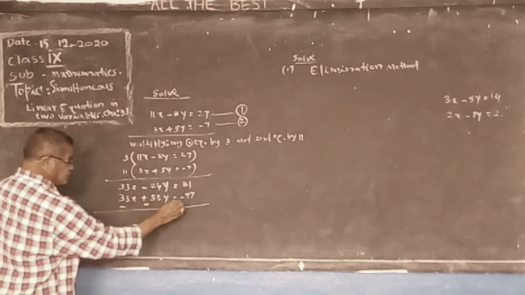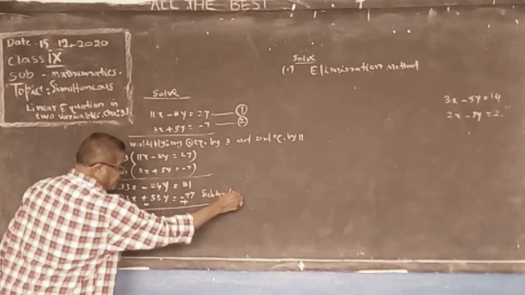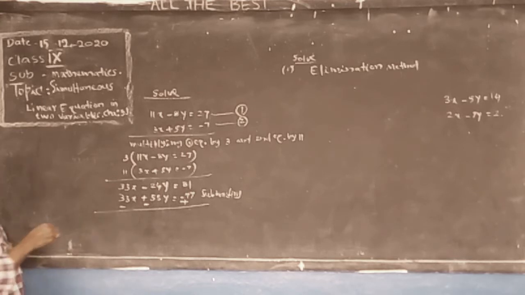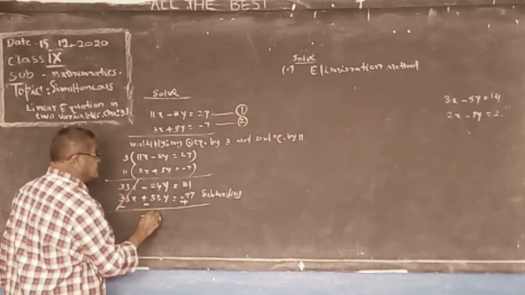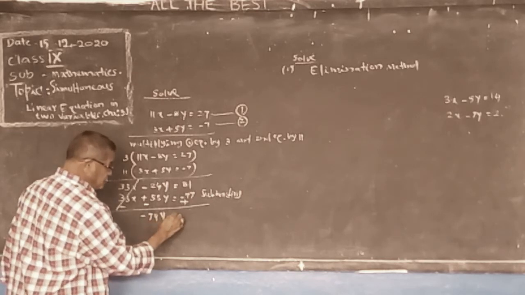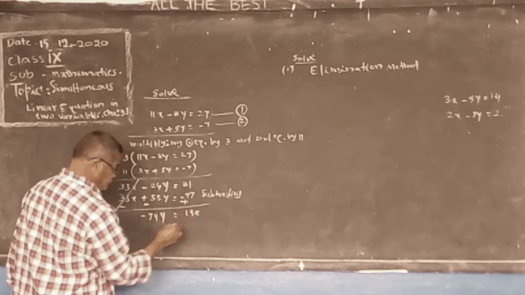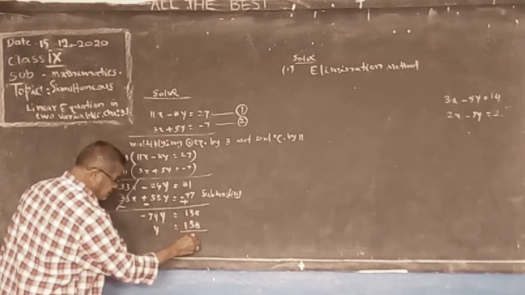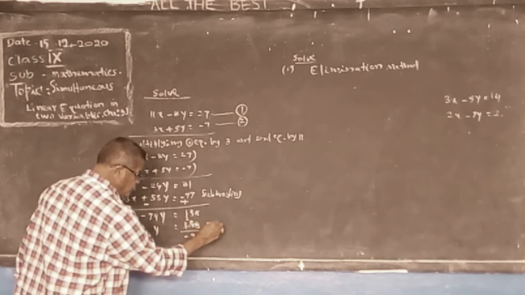So minus, plus, subtracting, because both are plus. To eliminate, we have to subtract. In subtraction, we have to change the signs. Now, both are minus: 79y is equal to minus 158. Then y is equal to minus 158 by 79. Ones are, twos are going. Minus is there, minus 2 will come.